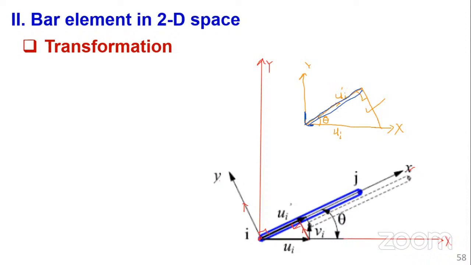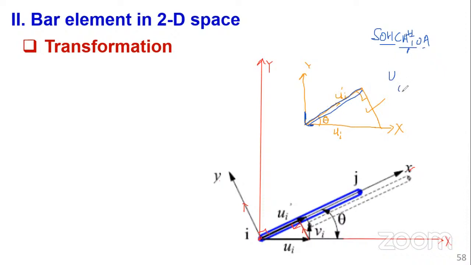U prime I is the horizontal, use this. I know you know about this SOHCAHTOA, whereby we say sine, cos, and tan. There's a hypotenuse. So the horizontal, or this UI, when you look at this right angle triangle, then on the x-axis, when you want to get the component, this is the adjacent to this angle theta.